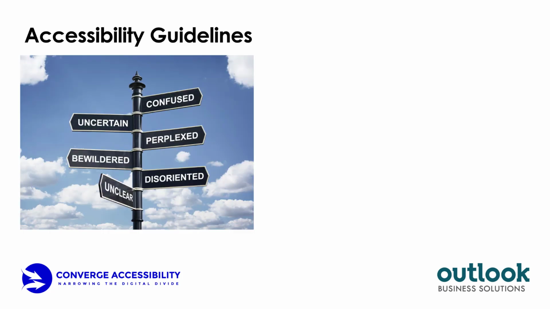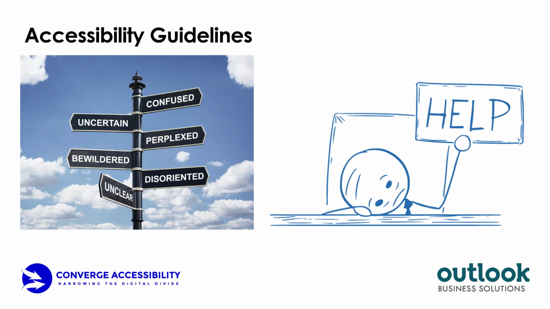Well, if you are new to accessibility and to the Web Content Accessibility Guidelines, you have likely experienced how they can be vague and at times confusing. This is true even for those who have been working with the guidelines for some time. On the slide, there is an image of a sign pole with several signs pointing in different directions. They include confused, uncertain, perplexed, bewildered, disoriented, and unclear. There is also an image of a stick figure businessman with his head on his desk and holding up a sign that reads, "Help." If you have ever felt this way about WCAG, this presentation is for you.